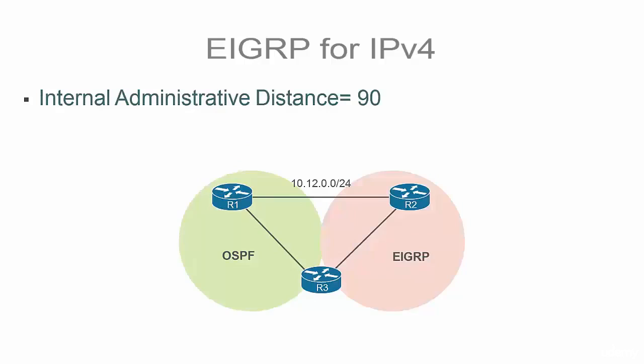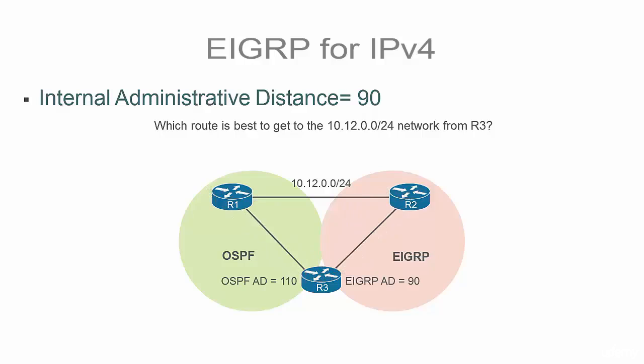EIGRP has an internal administrative distance of 90. If we look at an example of what would happen if R3 learned the same route from two different protocols, including EIGRP, since EIGRP's administrative distance is 90, which is lower than OSPF in this example, it would be considered to be the best route from R3's point of view.